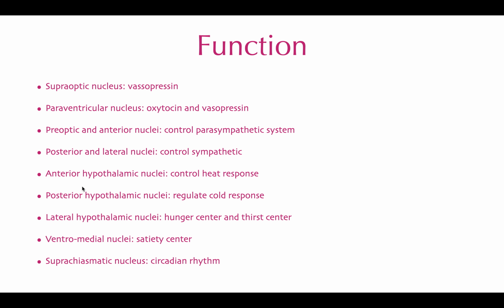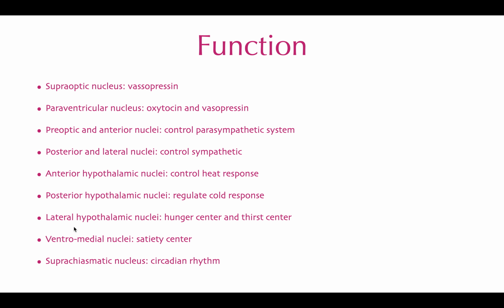The anterior hypothalamic nuclei are going to control the heat response. So in response to heat, we pant and we sweat. The posterior hypothalamic nuclei are going to regulate the cold response. So this is when you shiver and when you seek out warm areas of the body. Like you cross your arms and you kind of hunch down to control the amount of heat loss.